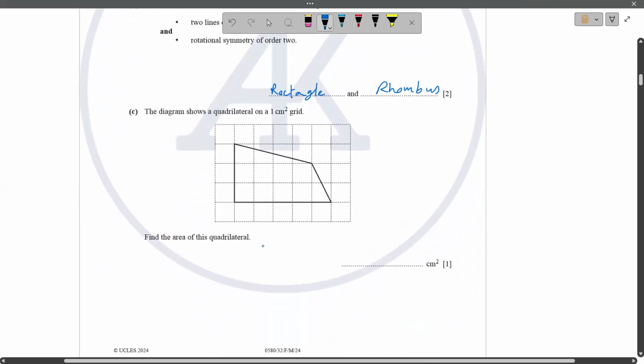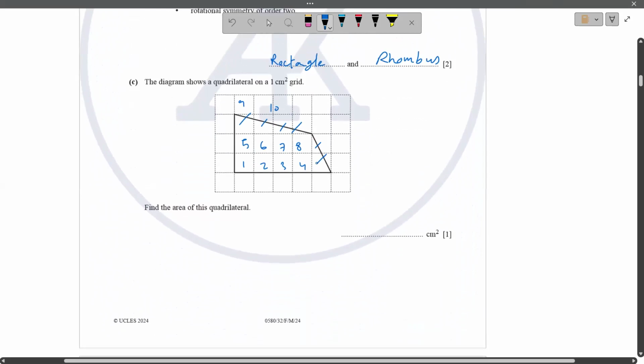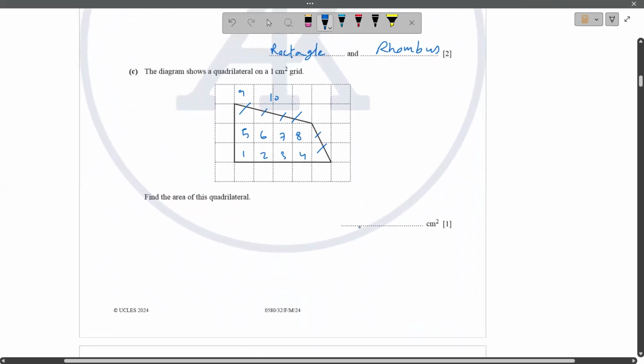Let's calculate, find the area of the quadrilateral. So let's just count the squares. Whole squares first: 1, 2, 3, 4, 5, 6, 7, 8. Then this one and this one, 9. This one and this one, 10. This one and this one, they are completing a square, so it's 11.